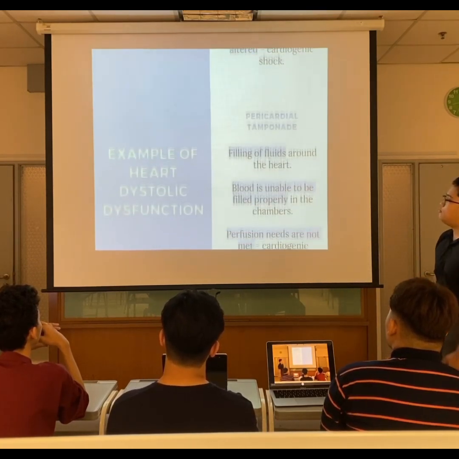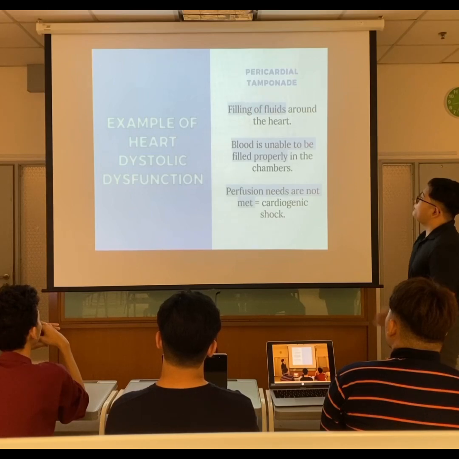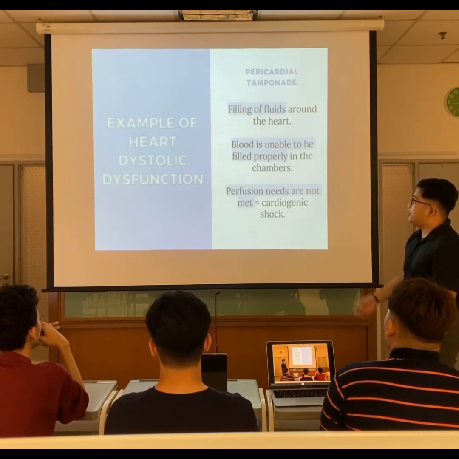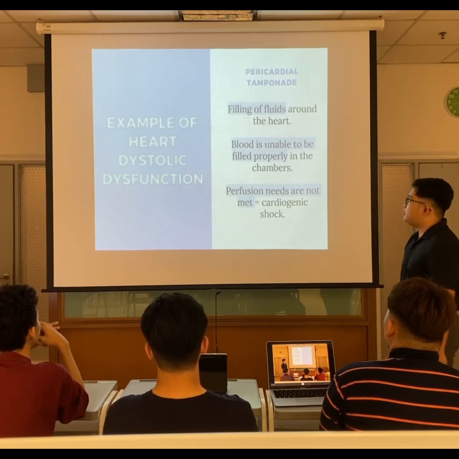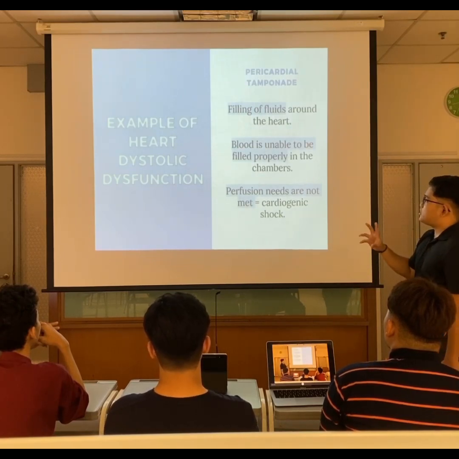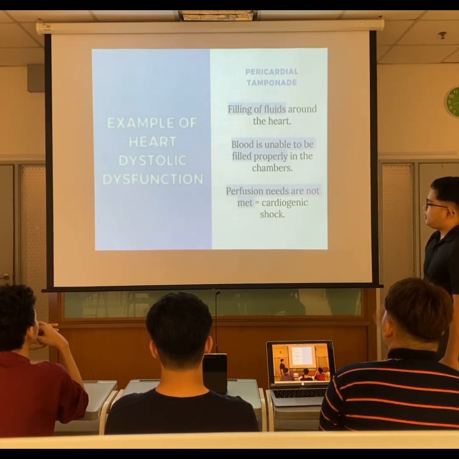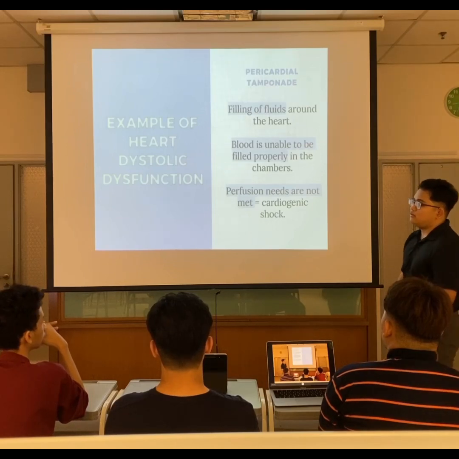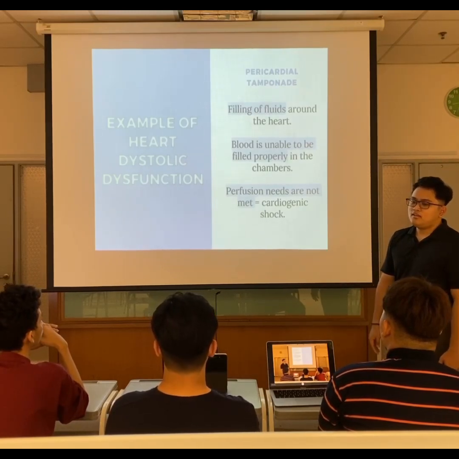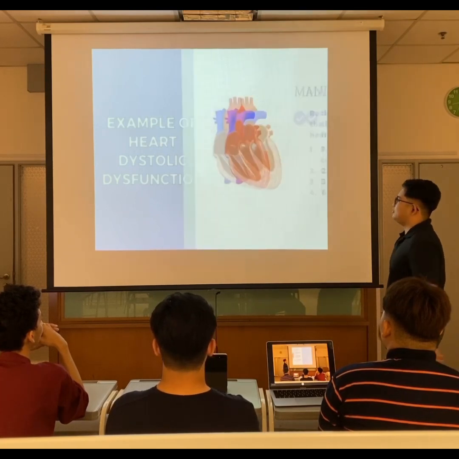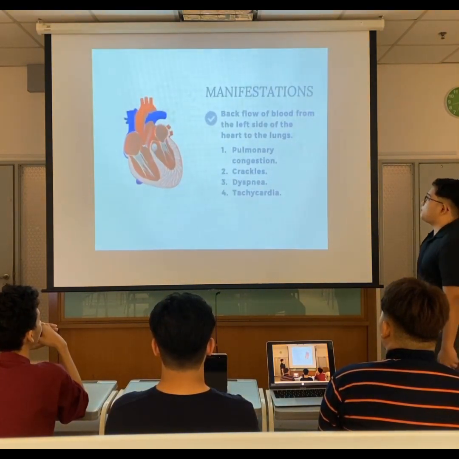Okay, so for heart diastolic dysfunction, the example is pericardial tamponade. Basically, fluids fill around the heart, and then it causes the chambers to be unable to be filled properly. Thus, perfusion needs are not met and can cause cardiogenic shock. Okay, so do you guys understand from these examples? Yes. Good.